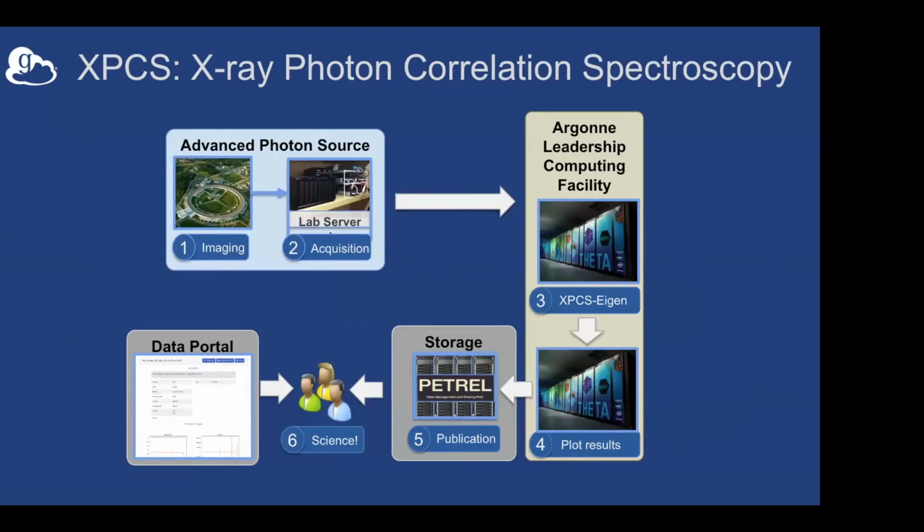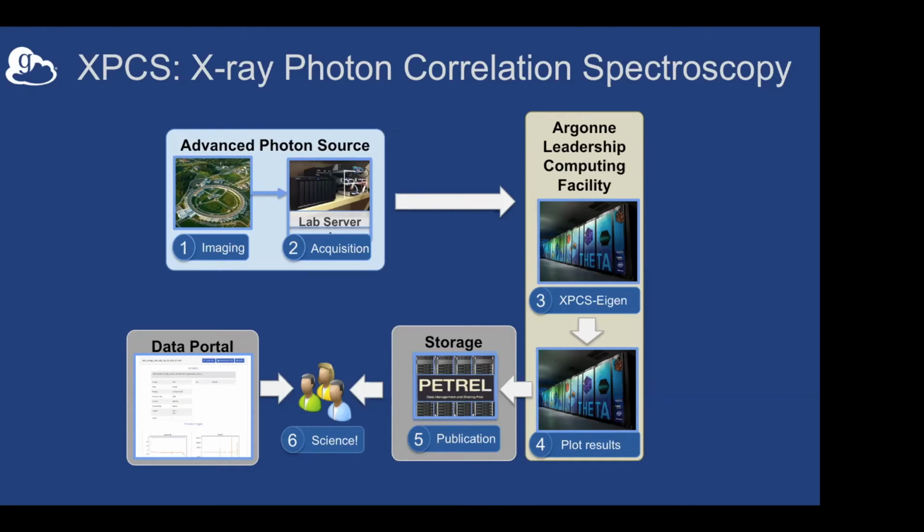Another one, again, that's also using the APS. This is the XPCS, X-ray photon correlation spectroscopy, I'm sorry. So this is where essentially the researchers are studying the dynamics in a material at a very low nanoscale by looking at a time series of slices of images in the material.